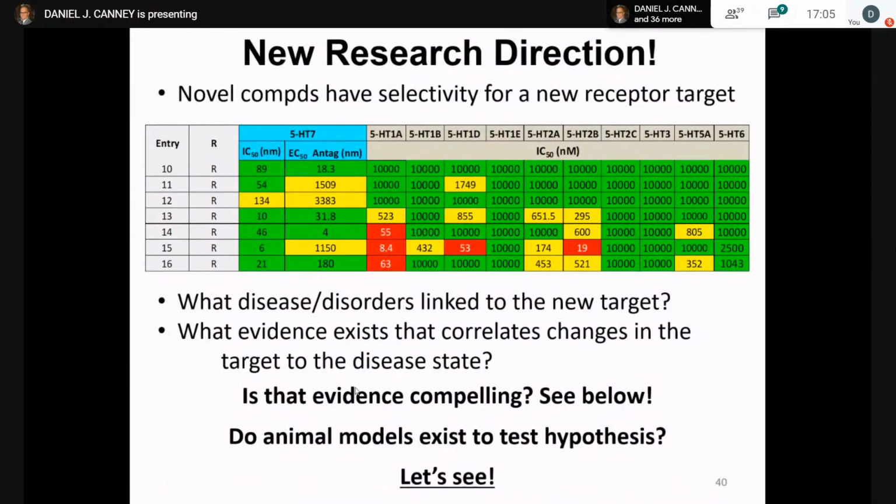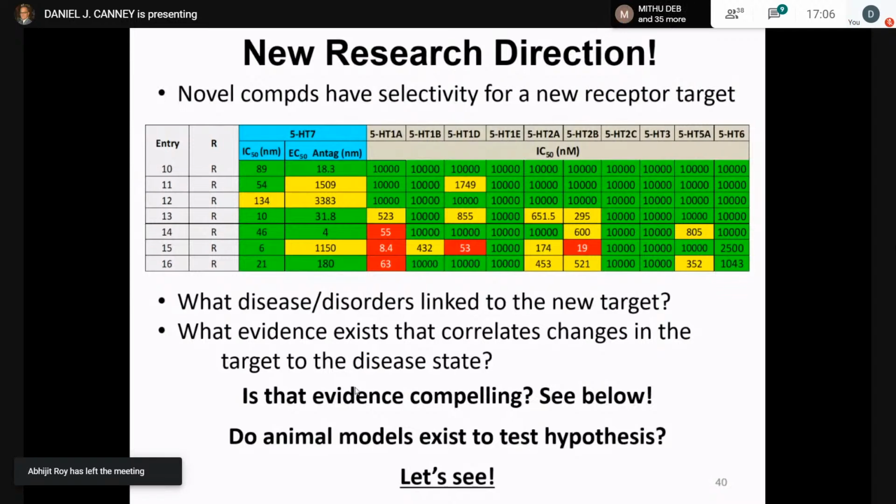So we looked at this and we thought, well, is this a new research direction for us? We're really not having very good luck with the muscarinic receptors as far as these compounds are concerned, based on what we had tried. Of course, we could try other things, but these compounds look like they're pretty selective for 5-HT7. Maybe it would behoove us to pursue this.